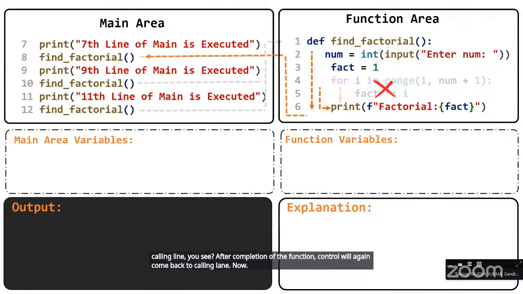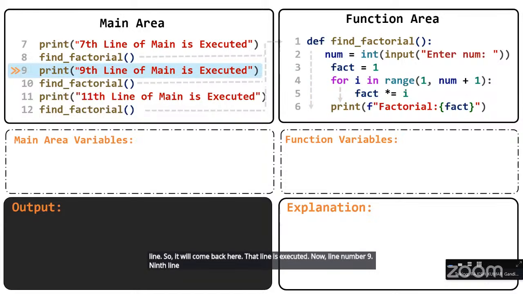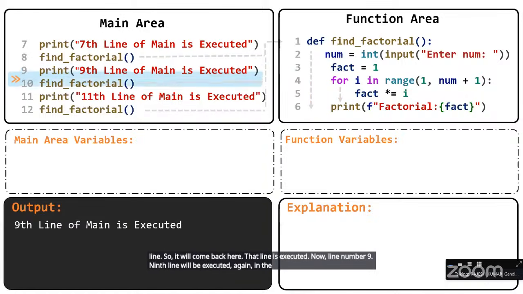Now, what is the calling line? Eighth line is the calling line. So it will come back here. That line is executed. Now, line number 9. Ninth line will be executed. Again, in the 10th line, I'm calling the factorial function. It will again come back there. It will execute all the lines of code.